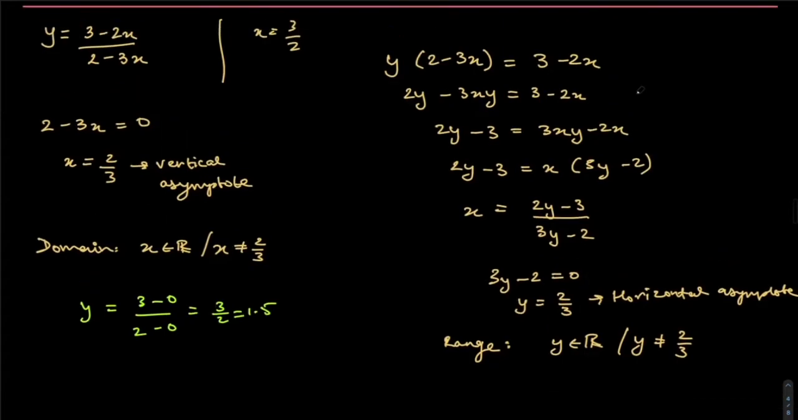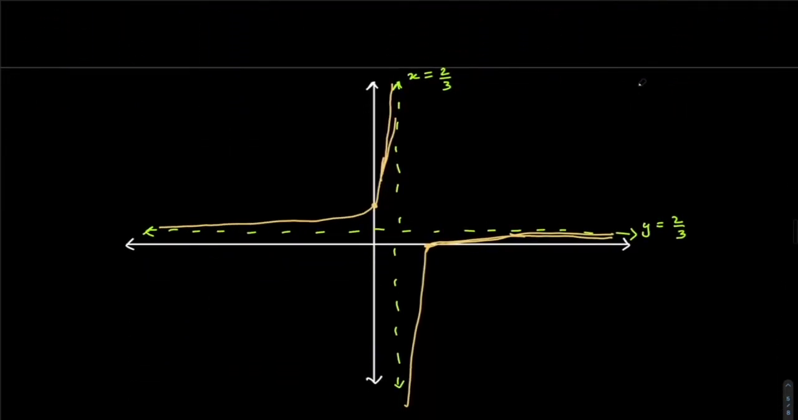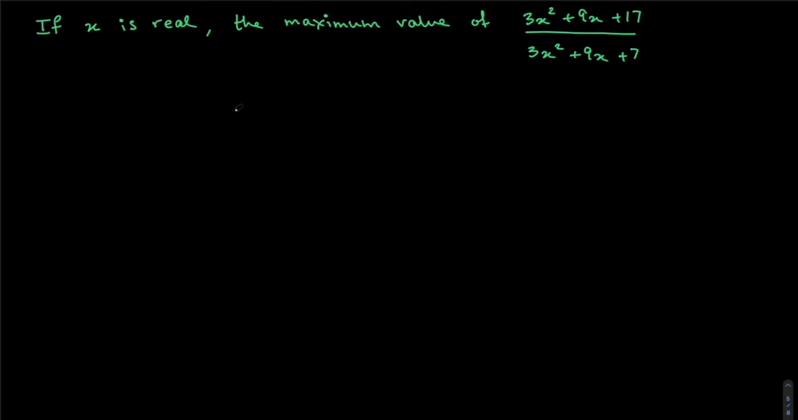So this is the final question, and let's look at a few more out-of-the-box questions. In this question, we're asked: if x is real, what is the maximum value of the following rational function? If you want, you can pause the video and give it a try. Otherwise, let's get started. I'm not going to do the traditional approach of finding the range, like what I did before. I'm going to be a little smart here.